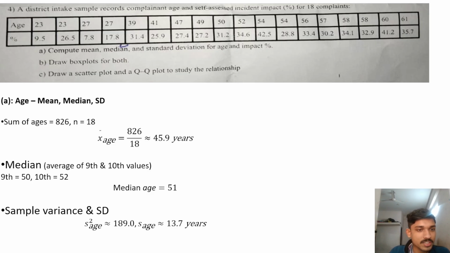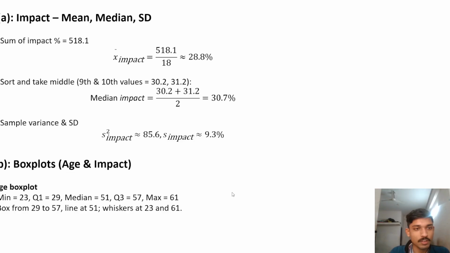So we will first see the mean, median, and SD of age. The mean of age is the sum of ages divided by the number of ages, which becomes around 46, and the median is the average of the ninth and 10th values, which will become 51. Standard deviation we have already discussed, so it becomes 13.7 years. Now we will see the mean, median, and SD of impact percent. As the unit is percent, the data is also in percent. The mean impact percent is 28, the median is 30, and the standard deviation is 9.3.